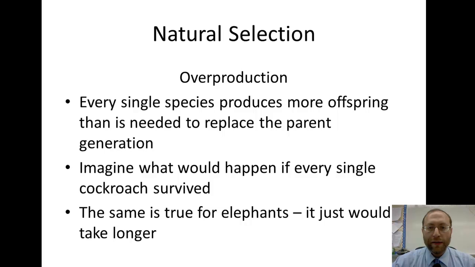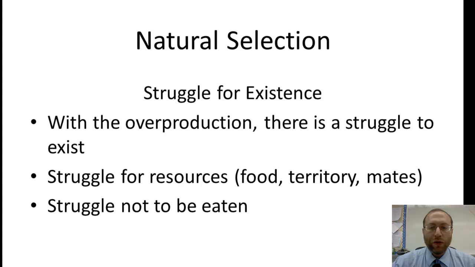We could show mathematically that if each individual survives to reproduce, eventually you'll end up with the entire world taken over by that particular species. It's even true for elephants, which is one of the slowest reproducing species on this planet. So with all that overproduction, why aren't we overtaken by elephants or other things which reproduce a lot quicker?